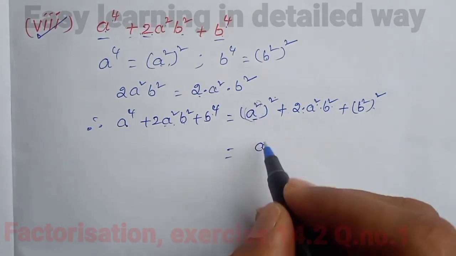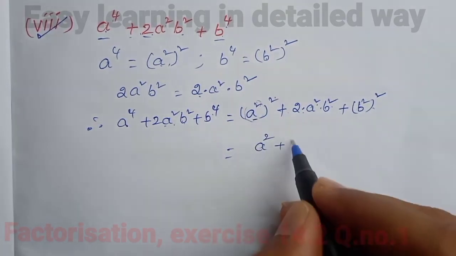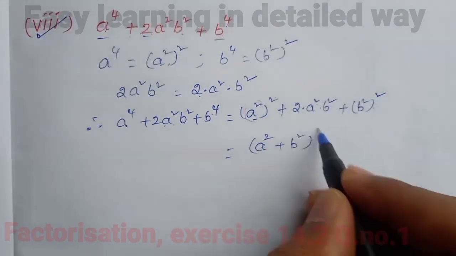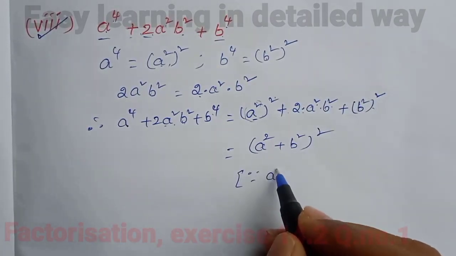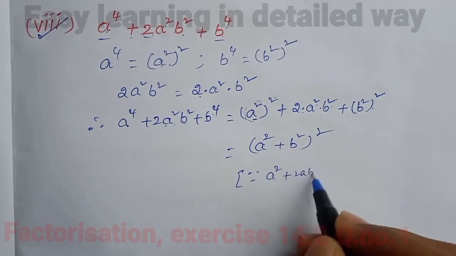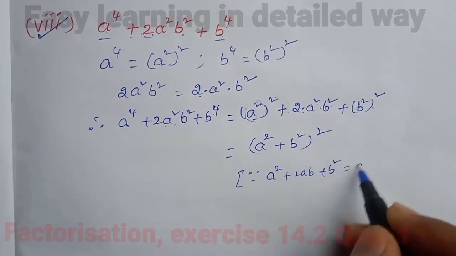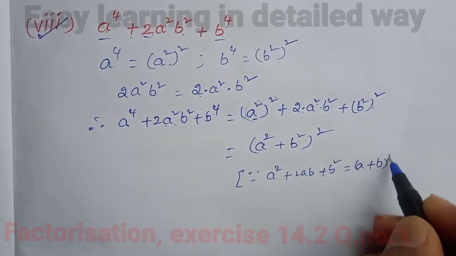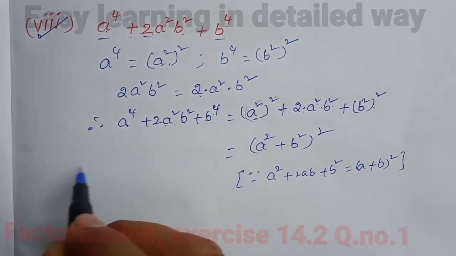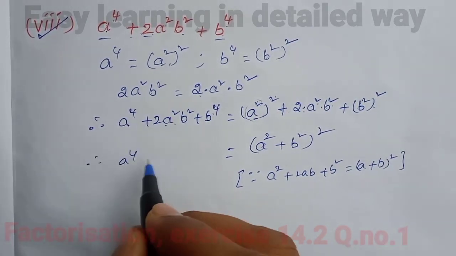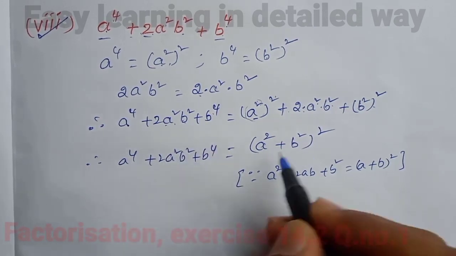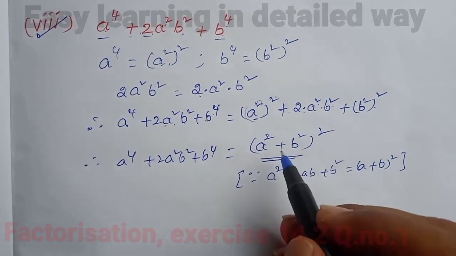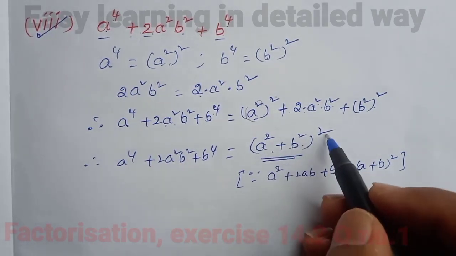See, a as a square, then a square plus b as b square whole square. Because of the identity, a square plus 2ab plus b square is equal to a plus b whole square. Therefore, a to the power of 4 plus 2a square b square plus b to the power of 4 factorizes as a square plus b square whole square.